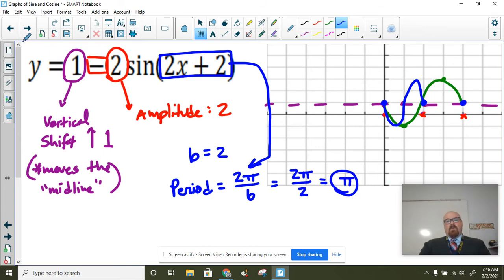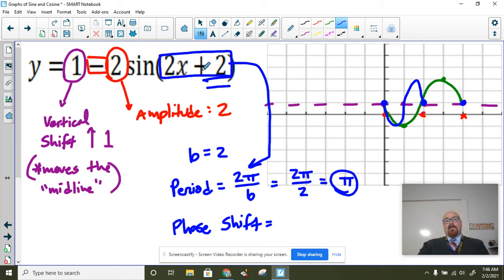Now, we have to look at the phase shift as one transformation because, yeah, this does show that it's compressed, but that's not where that graph's going to be located. Okay, so I'm just showing you that just to talk about the actual compression, but the phase shift accounts for the compression and the shifting that occurs with this +2. So for the phase shift, recall that we take C over B.